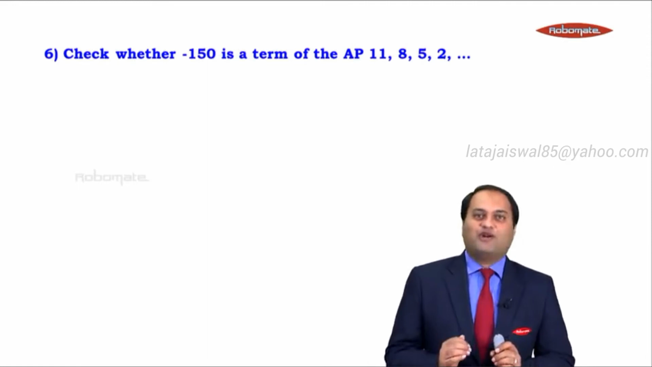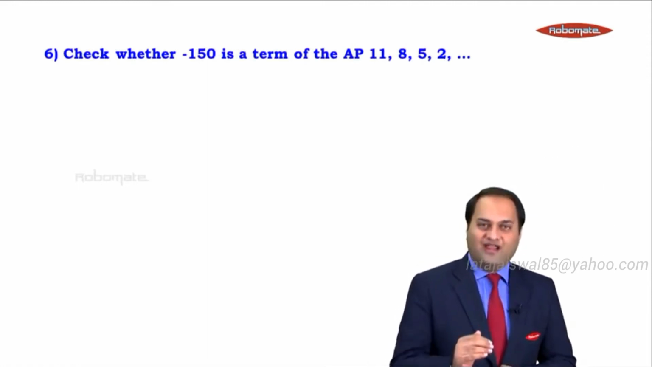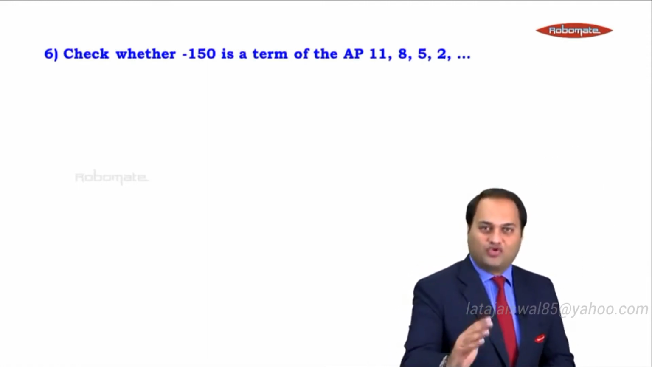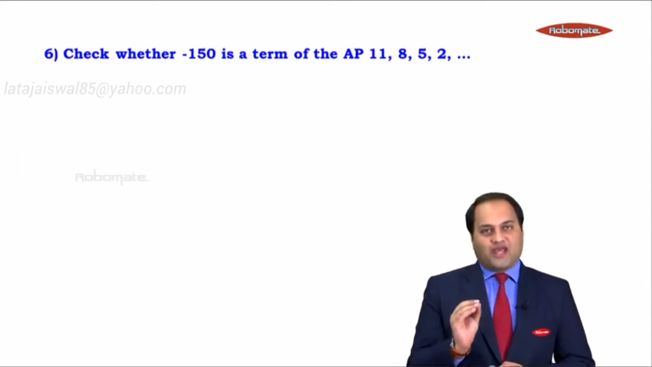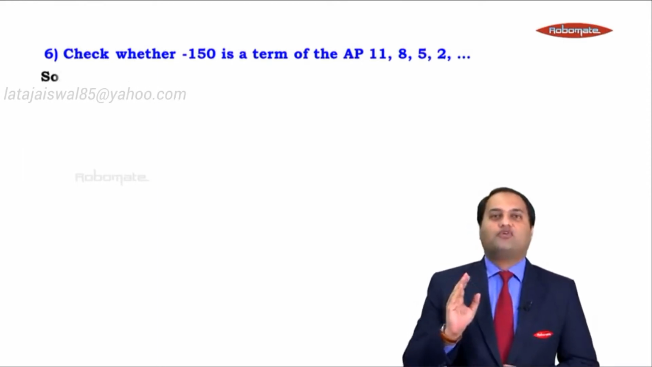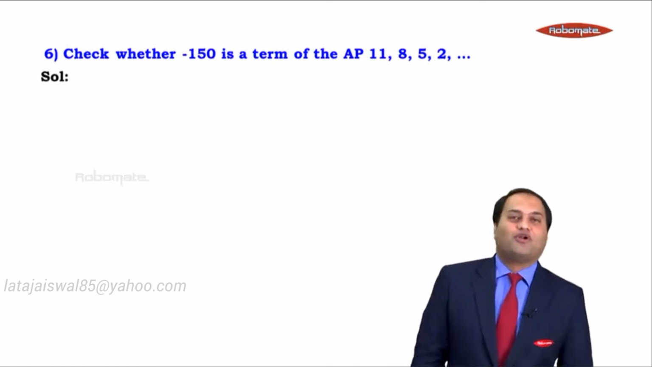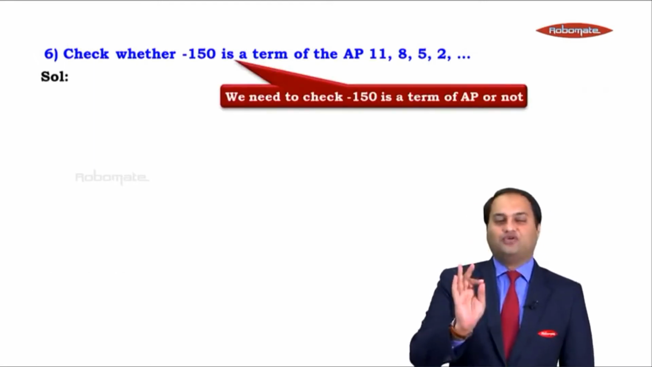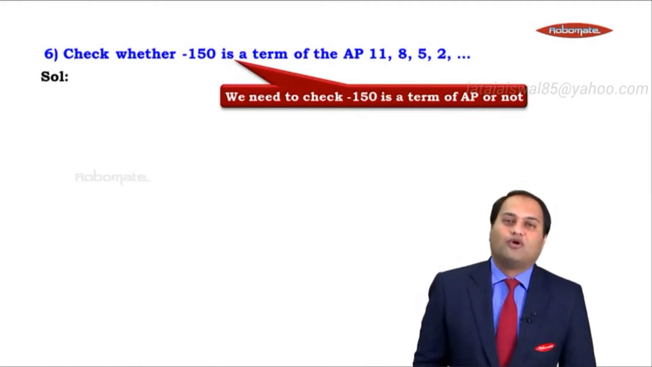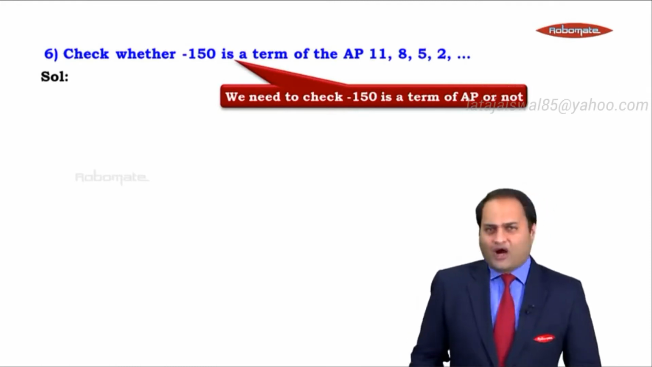So an AP is given to us: 11, 8, 5, 2 and so on. We need to just check whether minus 150 is a term that belongs to this AP or not. So the question is, we need to check whether minus 150 belongs to this AP or not. How do we do it?